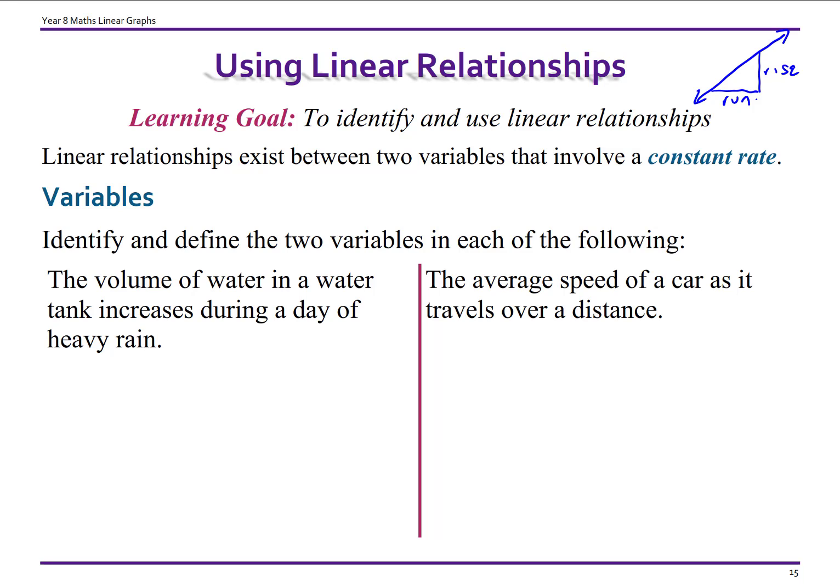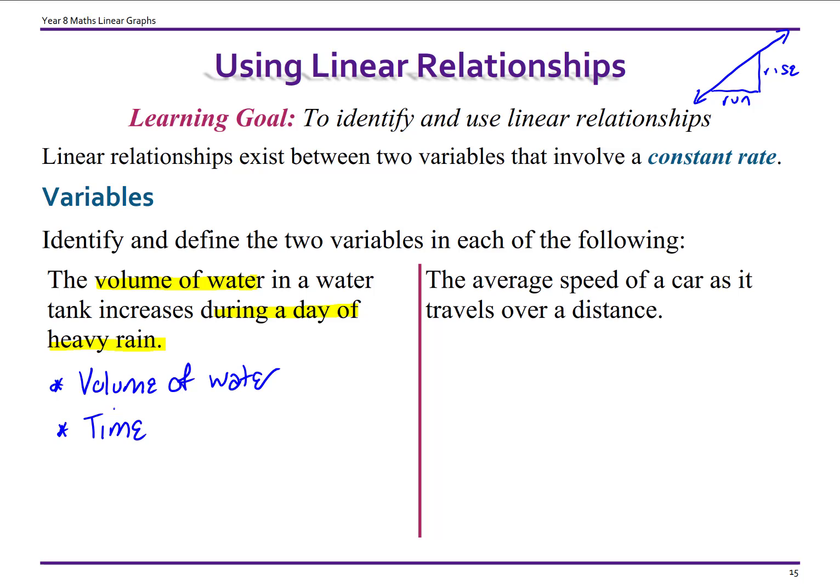So first question, identify and define the two variables in each of the following. The volume of water in a water tank increases during a day of heavy rain. So our variables here would be volume of water and time, because that volume of water is going to change over time, and our volume of water is going to depend on time. So if we're going to graph this, our volume of water would be on our y-axis and our time would be on our x-axis.